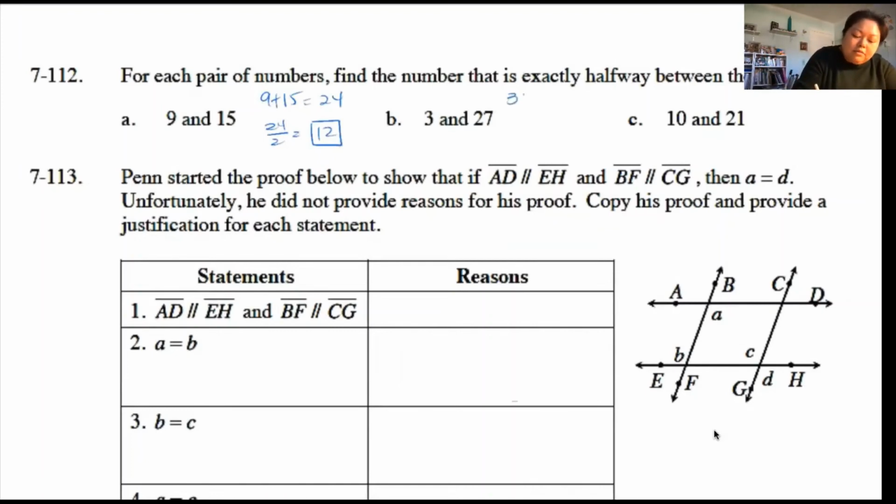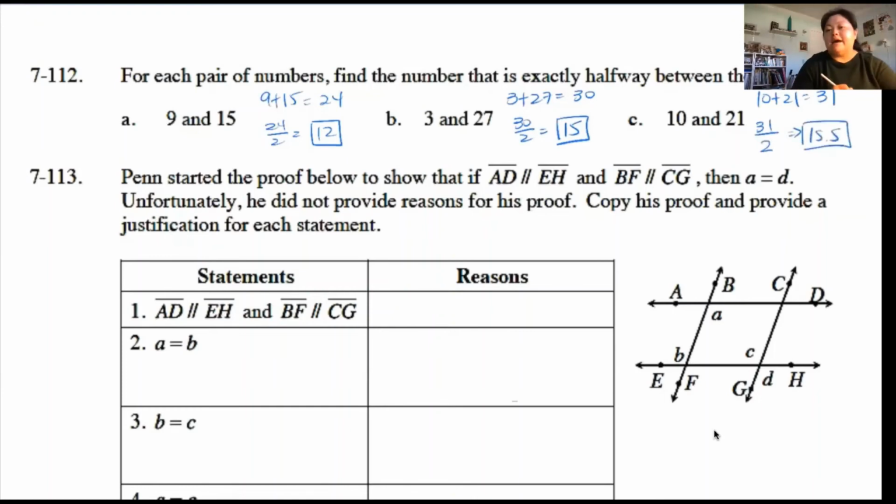All right, next one, 3 plus 27 is 30. 30 divided by 2, halfway is 15. Last but not least, 10 plus 21 is 31. So yes, there are cases where we're not at exactly whole numbers. For example, this one is 15 and a half, 15.5. It's halfway. Okay. All right.